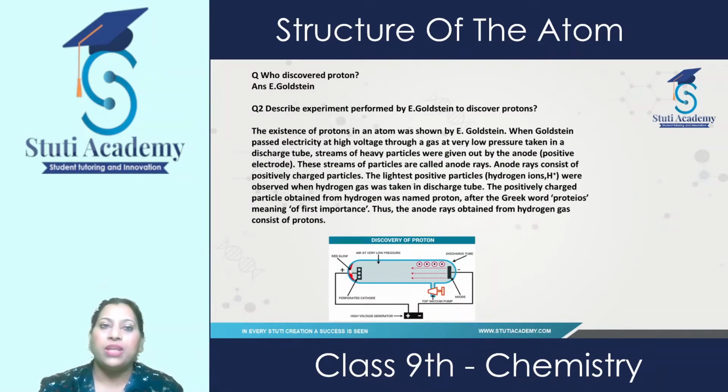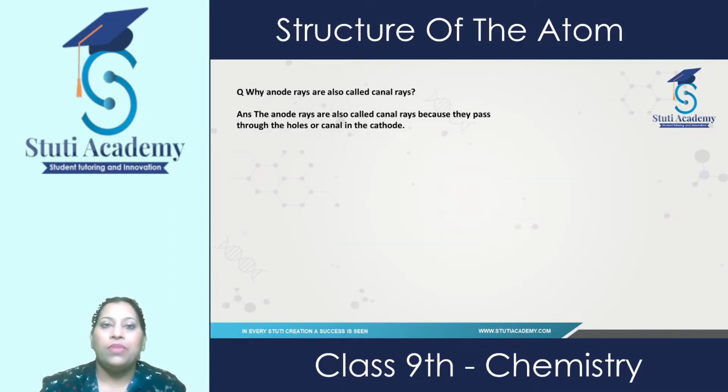Now, what type of questions can come from this topic? Again, who discovered proton? It's a 1 mark question and the answer is E. Goldstein. Or sometimes they ask, describe the experiment performed by E. Goldstein to discover proton. It is a 2 mark question. So in this, you have to explain the entire experiment along with the diagram. And it's a 1 mark question again. Why are anode rays also called canal rays? It is a very important question. Anode rays are also called canal rays because they pass through the holes or canals of the cathode.